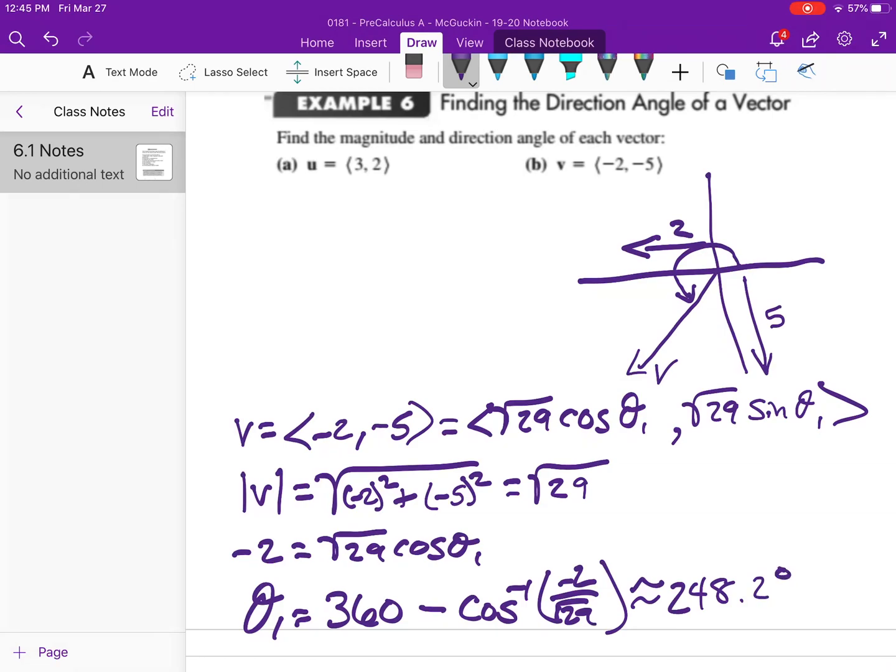And so that roughly comes out to about 248.2 degrees. And again, we had to make these adjustments because of where the direction angle was. It was in quadrant 3. By just doing the cosine inverse, that put us in quadrant 2, but that is not where the vector led us using -2, -5.